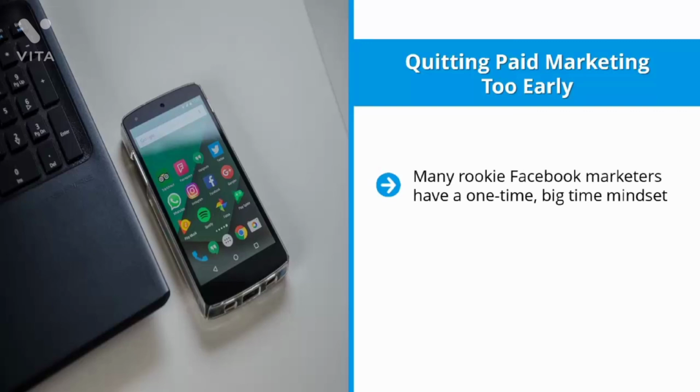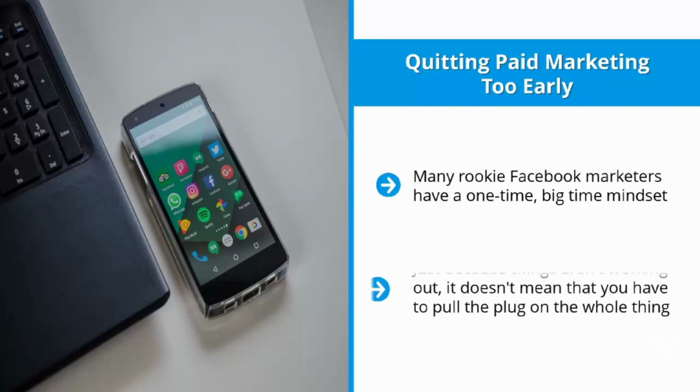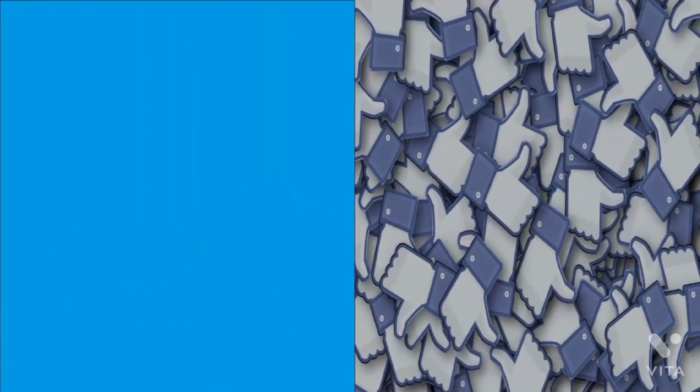Many rookie Facebook marketers have a one-time, big-time mindset. They've heard of how awesome Facebook traffic is, so they put together some hard-earned, precious capital to run an ad campaign. If the campaign doesn't work out according to their expectations, they're too quick to pull the plug and quit FB ads altogether. Just because things aren't working out, it doesn't mean that you have to pull the plug on the whole thing. You can stop certain campaigns and start new ones and operate with the same budget. You can make modifications to your existing campaigns.